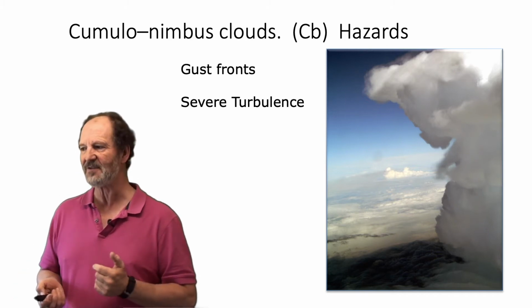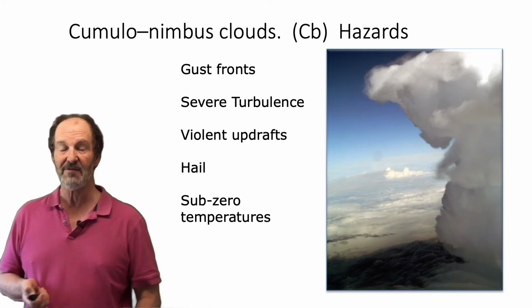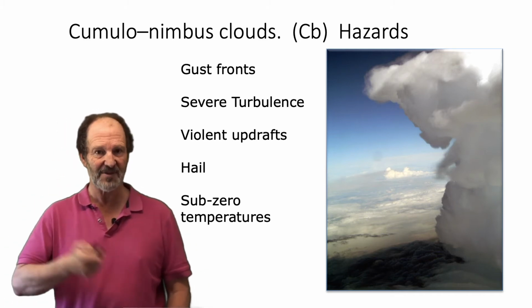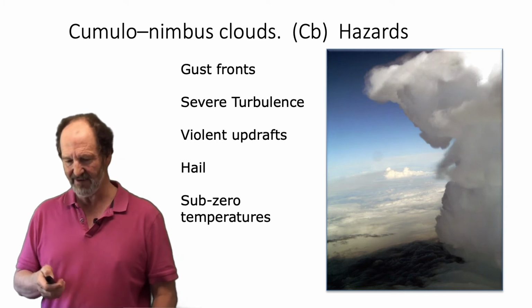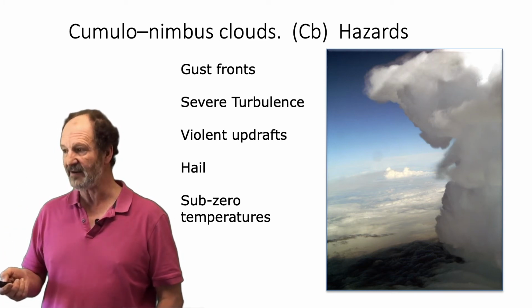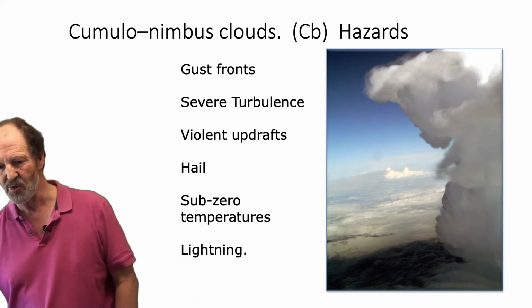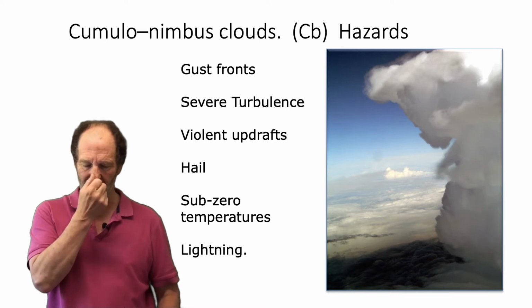So violent updrafts, we mentioned hail, soft and hard hail, sub-zero temperatures. Obviously hailstones are developed from water droplets bouncing up and down inside the thermal cloud, and basically bad news, possible lightning. Some of you may know the story in Australia.